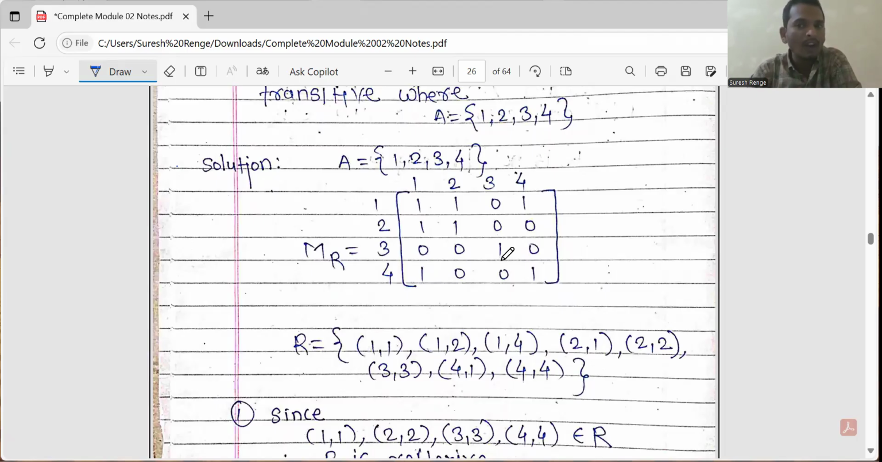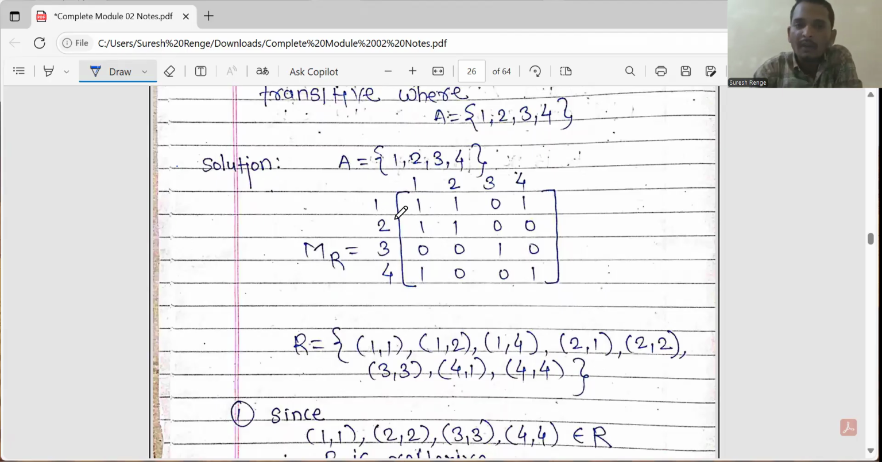In this matrix, only 1 and 0 elements are available. 1 means the relation exists between those elements, and 0 means the relation does not exist. One represents that a relation exists between these two elements, and zero represents that there is no relation. Then how do we convert the relation matrix into set format?